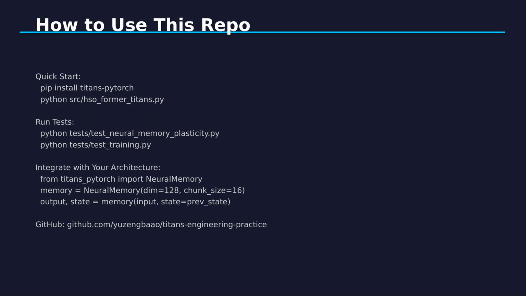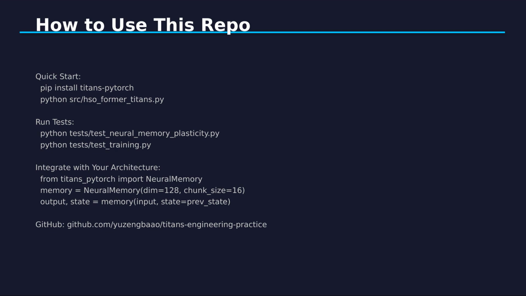How to use this repository. Quick start: install the Titans PyTorch library, then run the HSOFormerTitans demo script. Run the test suite to verify neural memory plasticity and training convergence. Integrate into your own architecture with just 3 lines of Python code.